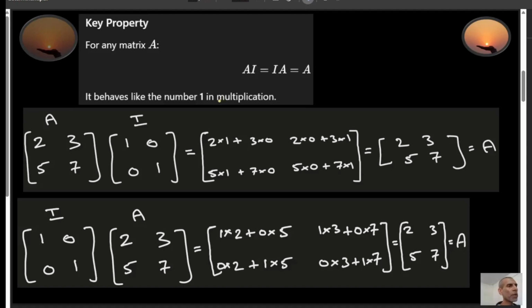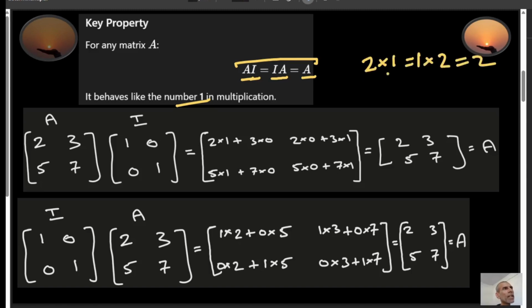Now, a key property of your identity matrix is this. If you take any matrix A and you multiply by identity matrix, or if you take identity matrix and multiply by A, you will get back A. So it behaves like the number 1. If you remember in your high school math, 2 times 1 is the same as 1 times 2, which is 2. So think of this 1 right here as your identity matrix.